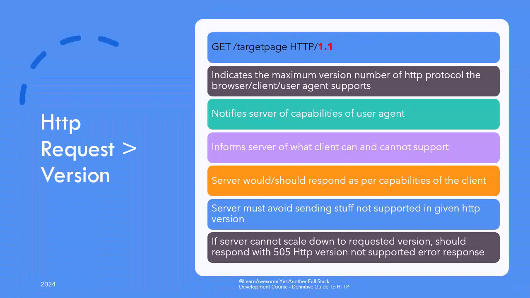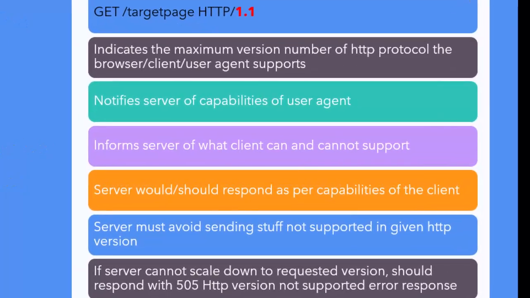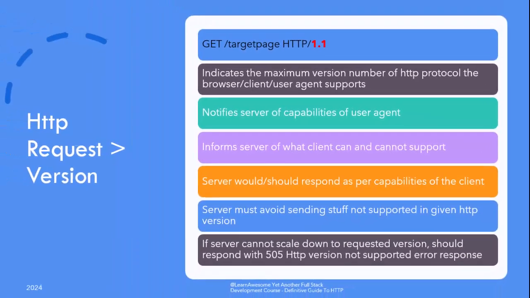The HTTP version number is the maximum version number of HTTP protocol the client, or browser, or user agent supports. This upfront notifies the server of capabilities the user agent supports and critically does not support. Server would ideally respond with a response message that is understandable to the client and not something that is supported in higher versions only. In case the server works only on the higher version, the server would send a response with error code 505, which means it does not support the HTTP version of the browser.